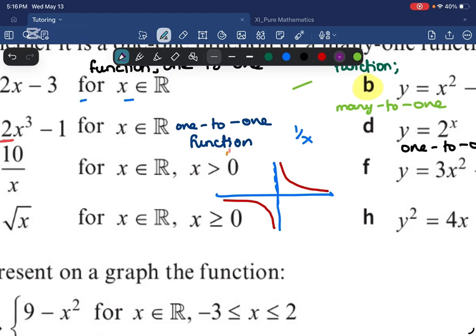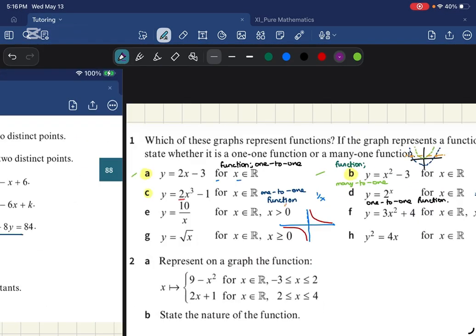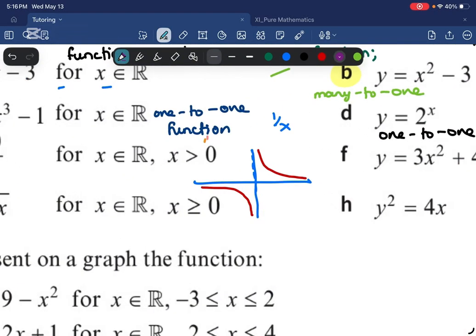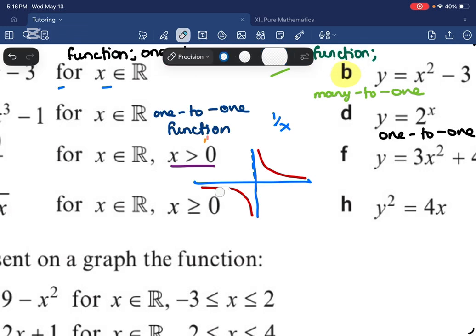So the function is not defined there, and you are actually given a restriction. They want to only consider x bigger than 0. So we actually don't need negative values. We don't need to show the graph for negative values of x.